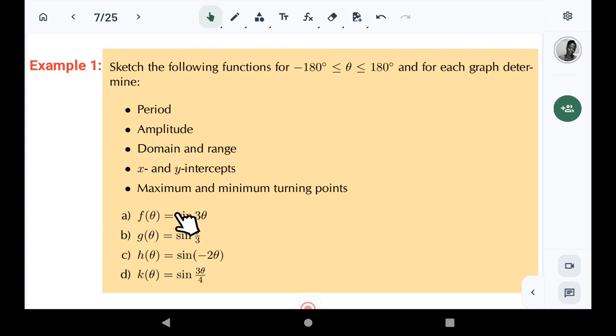Notice that for each and every one of these functions, your amplitude, or your a in this case, equals 1. So the amplitude is the same. The domain and range are also the same. The domain is between -180 and 180. Your range is between -1 and 1 because your amplitude is 1. Now the period, intercepts, and the turning points are what differ depending on the graph you're looking at. Now let's calculate for each and every one of them. Let's go.